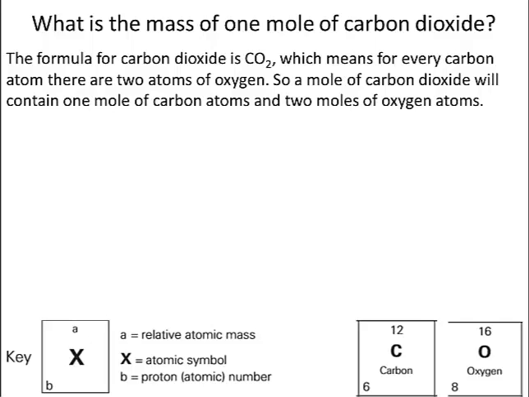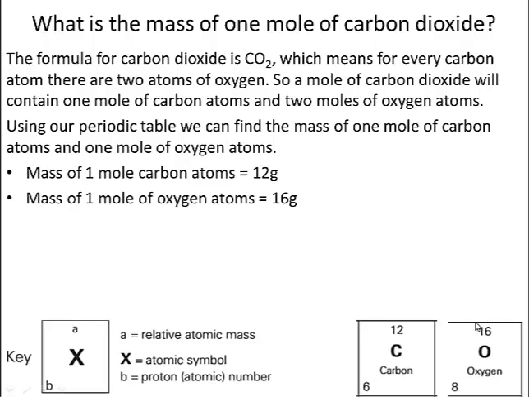We can use our periodic table to find out the mass of 1 mole of carbon atoms and also the mass of 1 mole of oxygen atoms. If we again look here, the relative atomic mass of carbon is 12, thus 1 mole of carbon atoms will have a mass of 12 grams. 1 mole of oxygen atoms will have a mass of 16 grams.